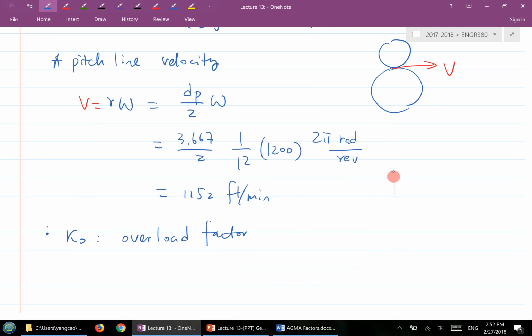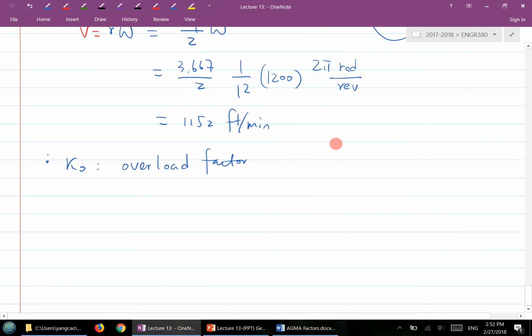So in this particular example, we didn't really specify what kind of working condition it is. So let's just assume we have a uniform and uniform situation. So we're going to take our KO to be 1 for this particular case here.